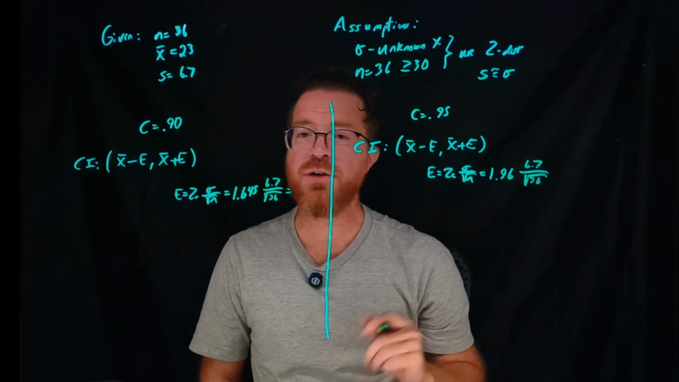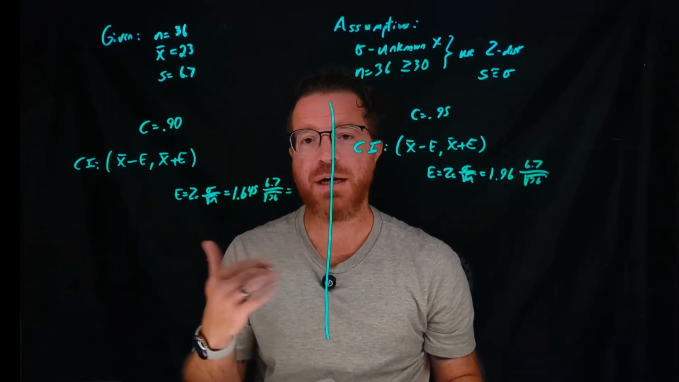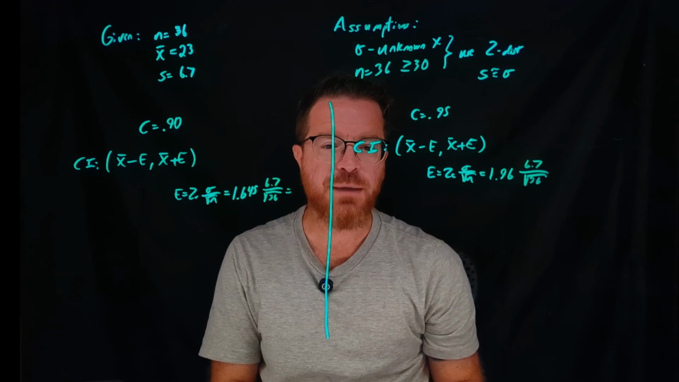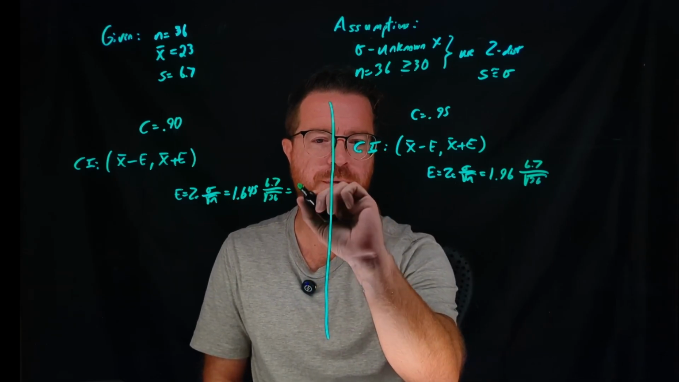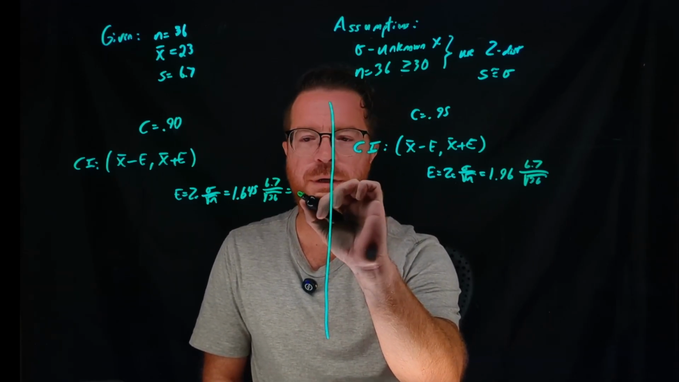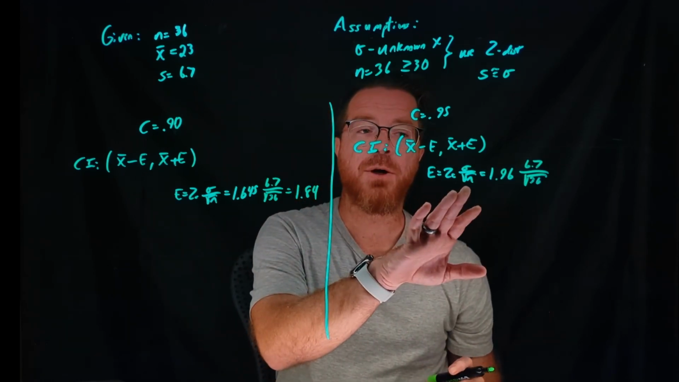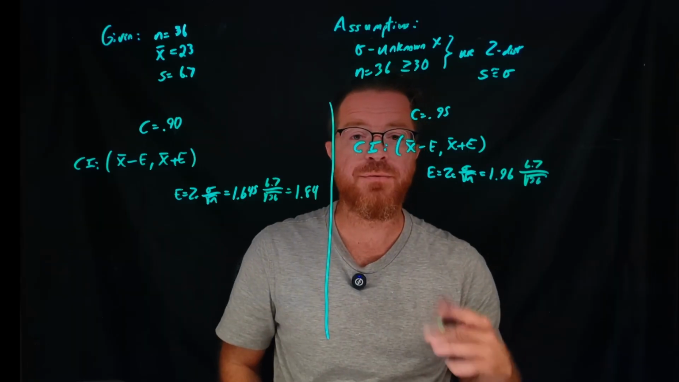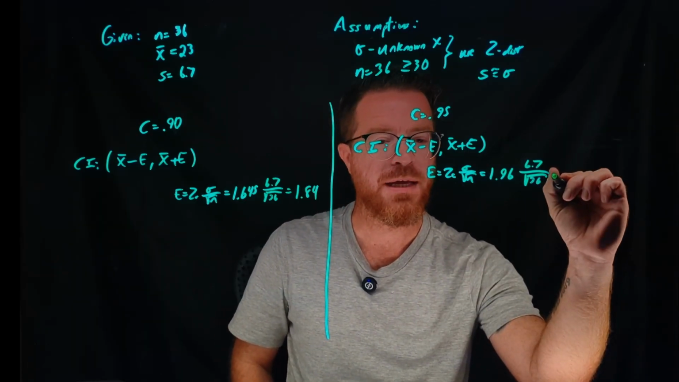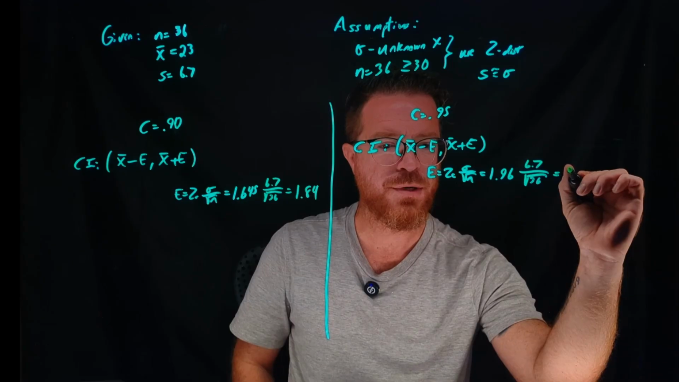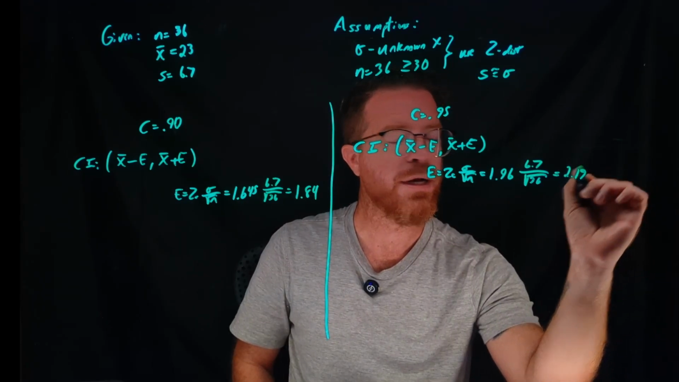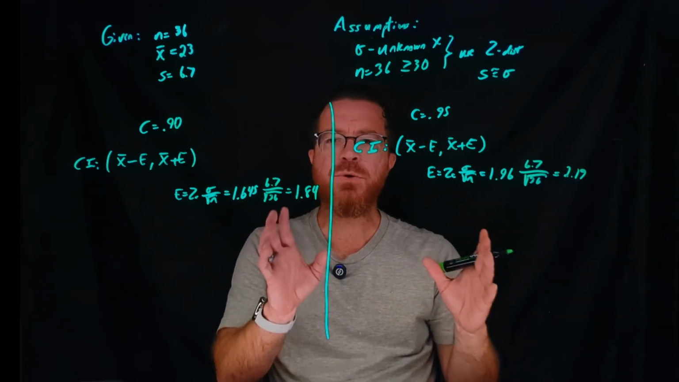So our maximal margin of error for our confidence interval with a confidence level of 0.9 is going to be equal to 1.84. And our maximal margin of error when we have C equals 0.95 is going to be equal to 2.19. So right there, let's do a quick comparison.